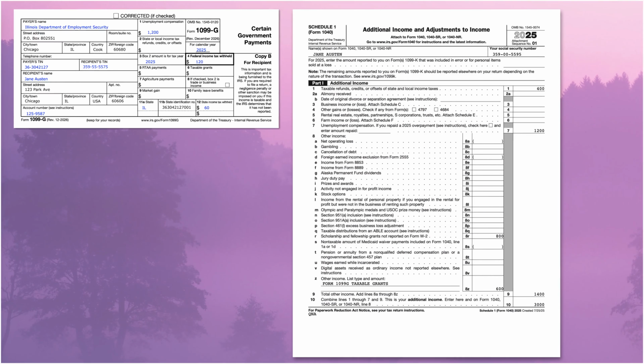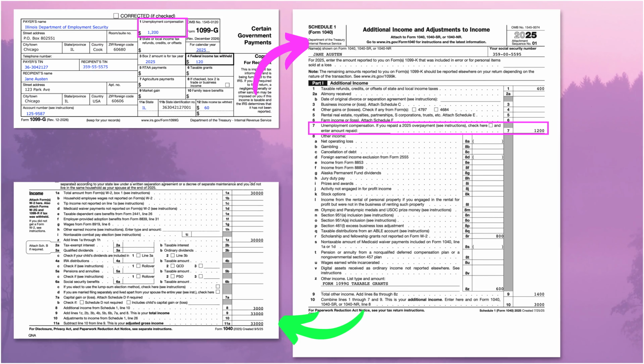Now, where does the 1099-G unemployment income show up on your 1040? It's first listed on Schedule 1, Part 1, Line 7. And then it flows to Form 1040, Line 8, as additional income from Schedule 1.